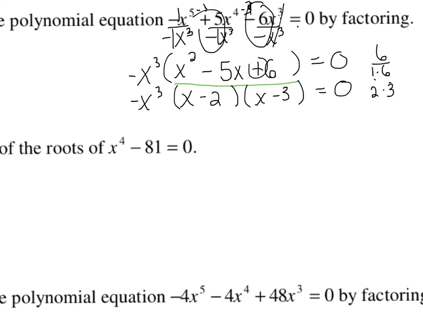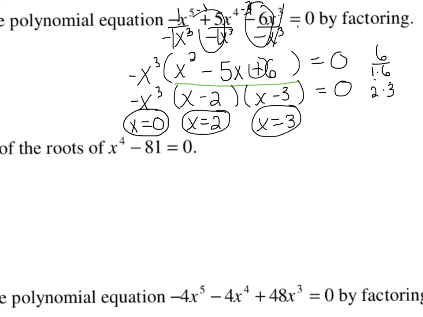So the last step is to set all the factors equal to 0 and solve, which means the x's out here will equal 0. This will equal +2, and this will equal +3. If you're ever unsure, you can always graph that and just look and see where the graph crosses the x-axis.